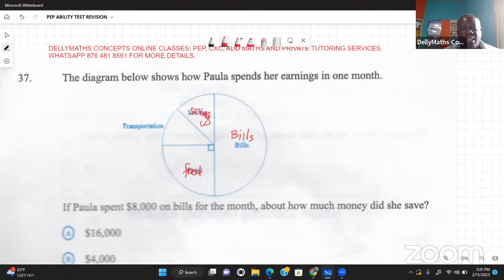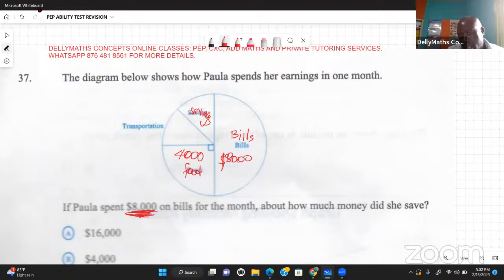What we can do, we can actually look to see. Here is a 90 degrees, which suggests a quarter. So 90 degrees suggests a quarter. So let us see if information is there now that could help us to figure out what goes on. If Paula spent $8,000 on bills, well, this is a big clue. All of this is 8,000, and bills was half of it. Half. So it means then that food is 4,000, because that's a quarter, right? So you see what's going on?